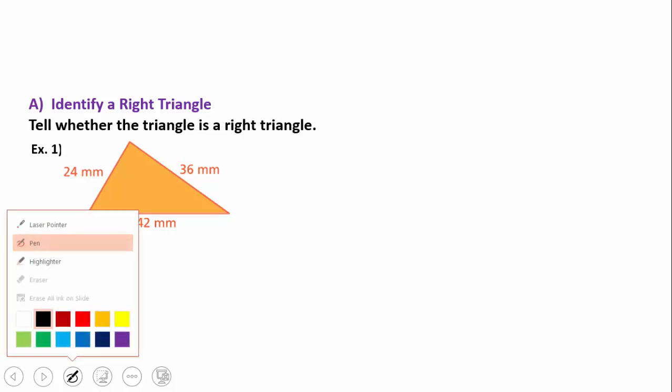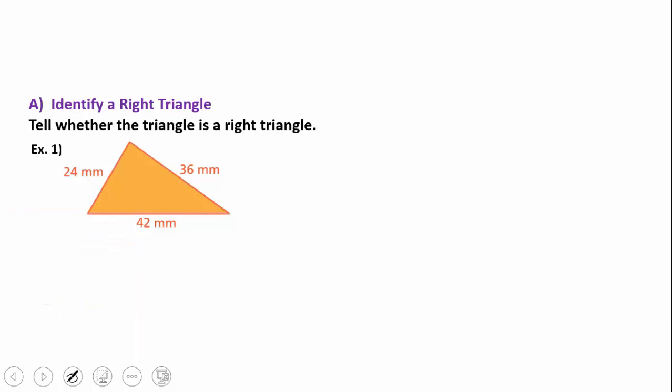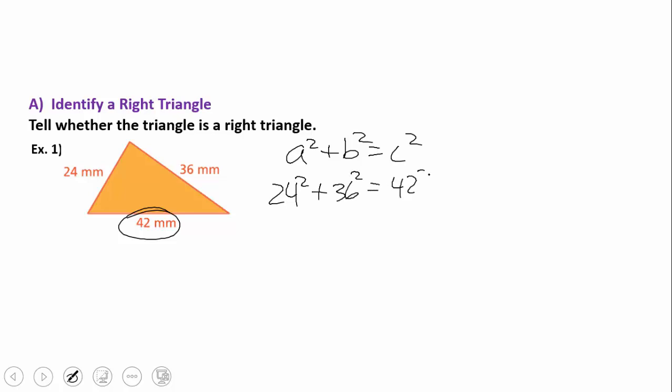So ladies and gentlemen, that means we have to use what we know about Pythagorean's theorem in right triangles, and that is that the longest side is the hypotenuse, that is the c. So a squared plus b squared equals c squared. We know that c has to be 42. So we go 24 squared plus 36 squared equals 42 squared.